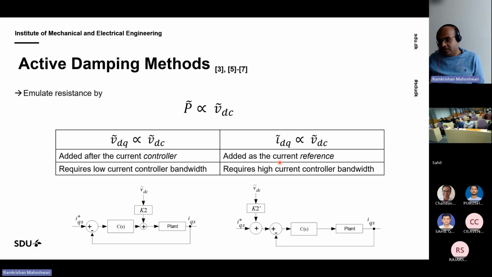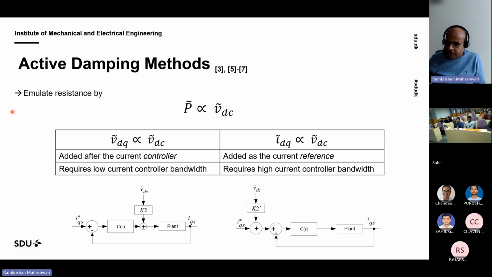Or in the other way we can add it in the current reference, and in that case we need a high bandwidth current controller, so it tracks the 300 hertz current ripple added in the reference. So these are the two differences. Based on that, this controller should be designed. So these are the two ways we can do it.